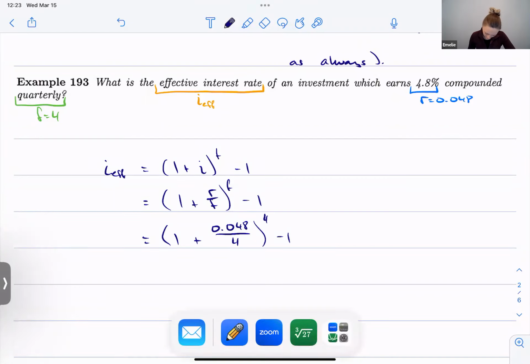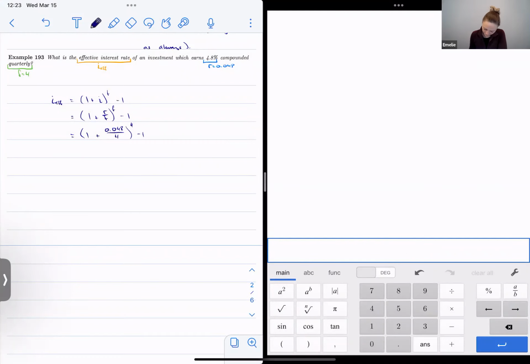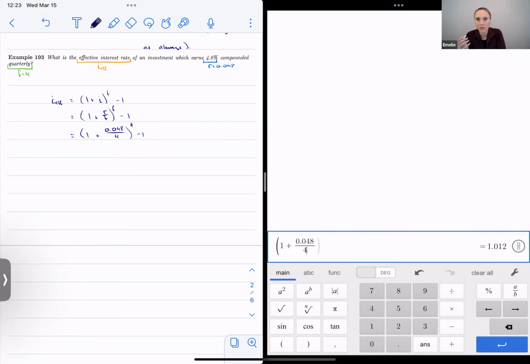So I'm going to bring this to the side here. Oh, that was for a different class. Using my brackets and just making sure that everything is being calculated properly. 1 plus 0.048 divided by 4, making sure that the 4 is only dividing the 0.048, right? Otherwise, it's not doing what I want it to. Then finish off the brackets, to the power of 4, then step it down, minus 1.